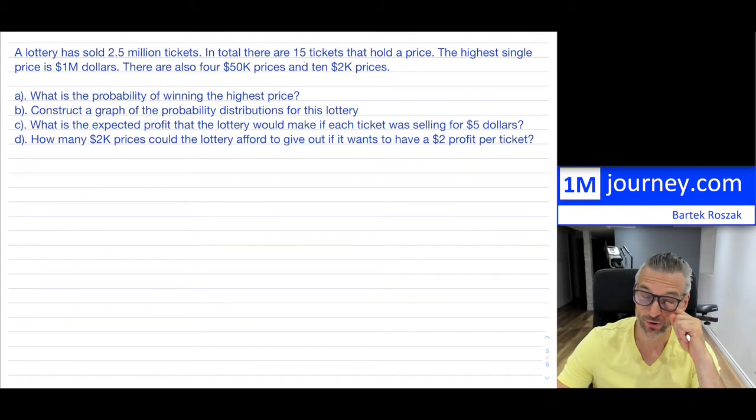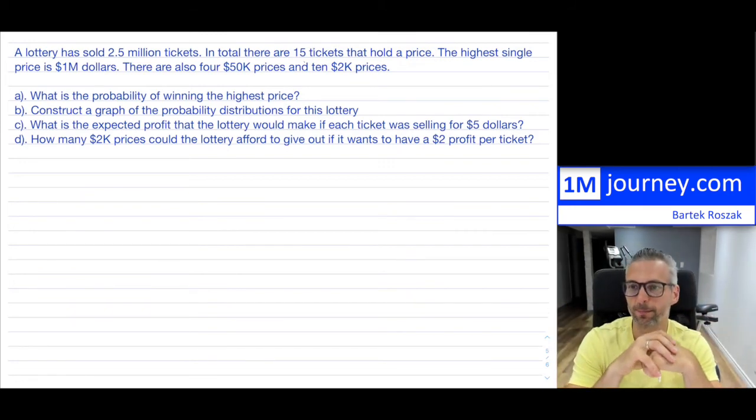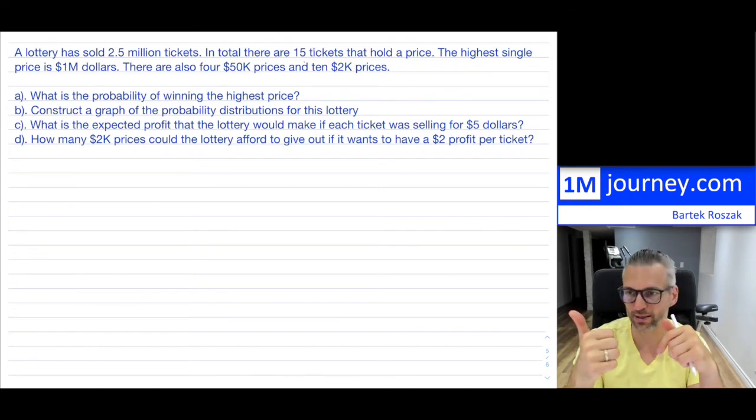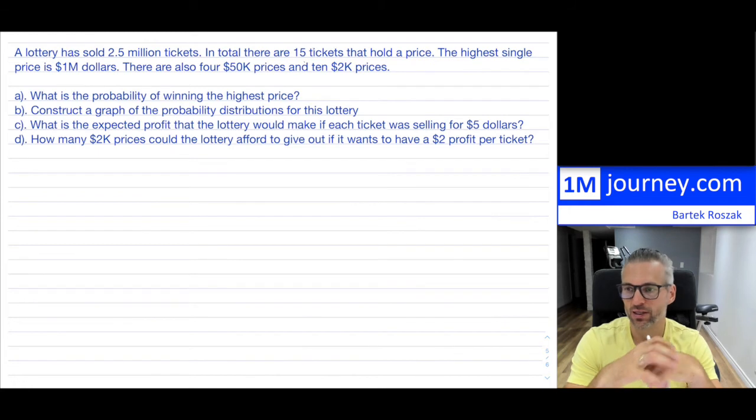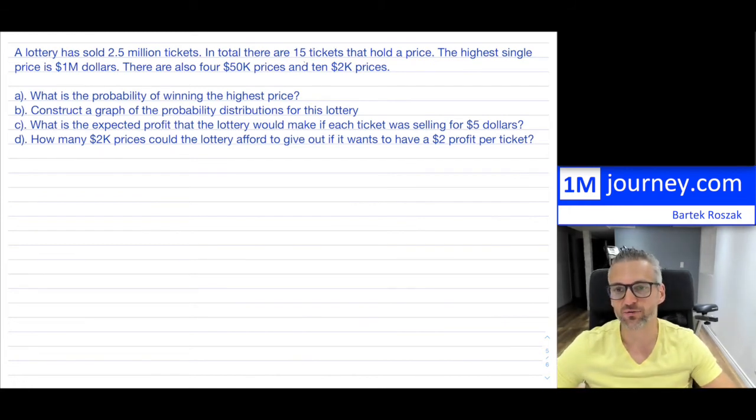So let's try to illustrate this through this example. I'm going to take all the different items and try to illustrate this to you. A lottery has sold 2.5 million tickets. In total, there are 15 tickets that hold a prize. The highest single prize is 1 million. There are also 4 50,000 prizes, and then 10 2,000 prizes. So we have 1 million, 4, so that's 5, and then 10 of the 2K, so that's 15. Part A says, what is the probability of winning the highest prize?